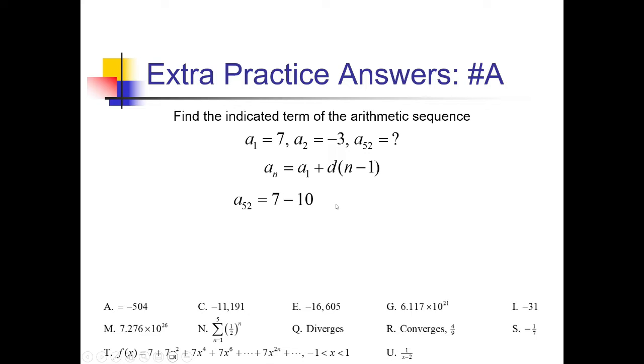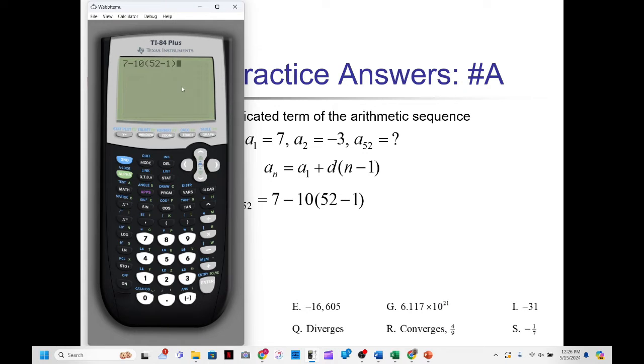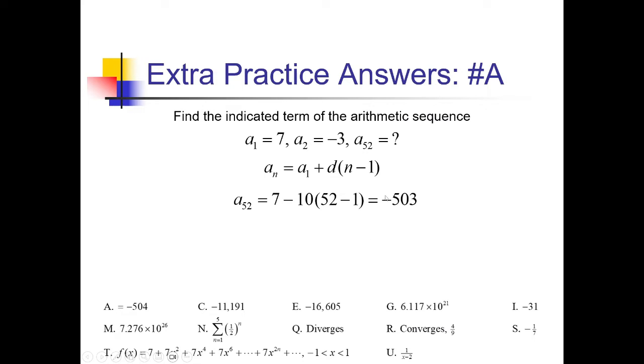Now for my n value, that's the index of the term I want, so 52 in this case. So then that's 52 minus 1. And I'm going to go ahead and plug this in the calculator. So here we go with 7 minus 10 times 52 minus 1. And that all comes out to -503. Looking at my answer, -503 does not match -504. So this is one of those letters that we need to write down that will eventually be part of our answer at the end. So I'll put an A here, and I'll just start keeping track of the letters down here as we go.